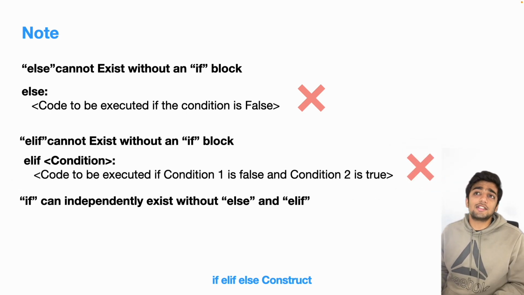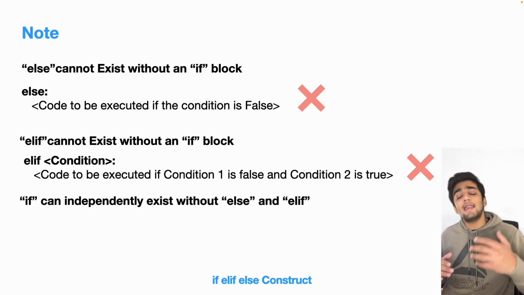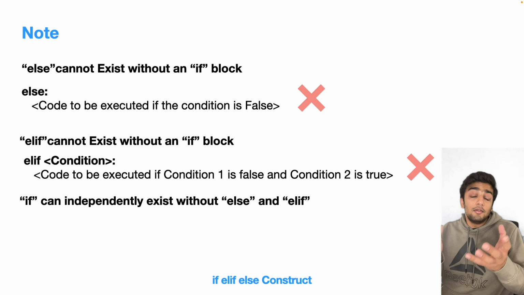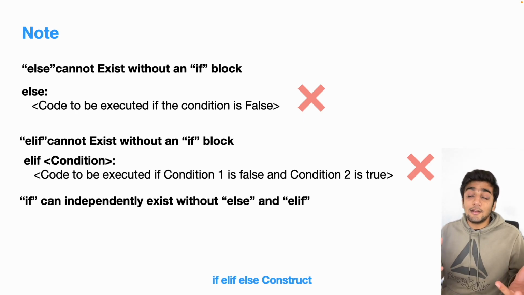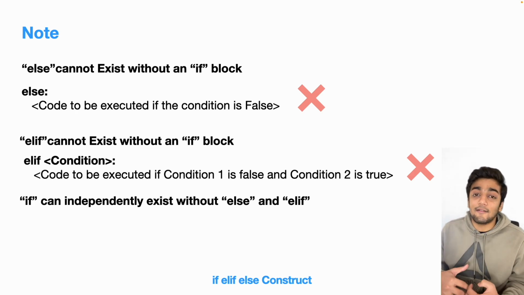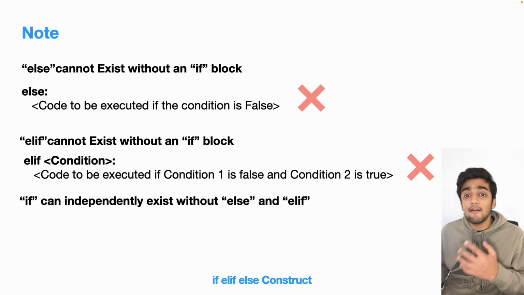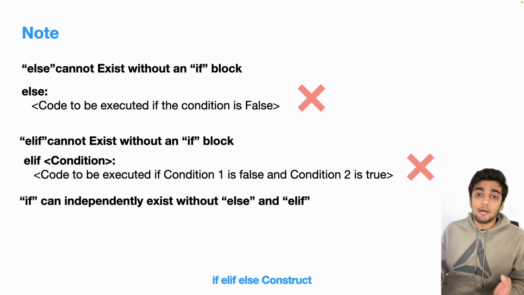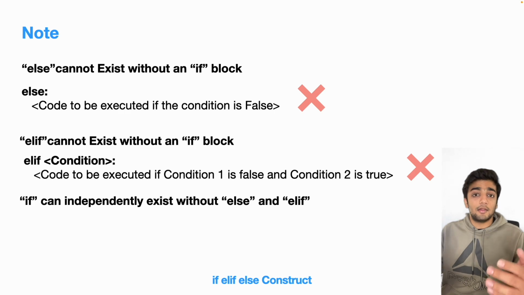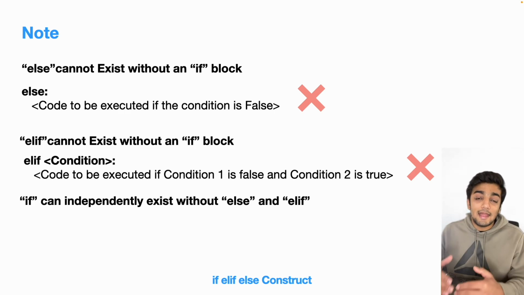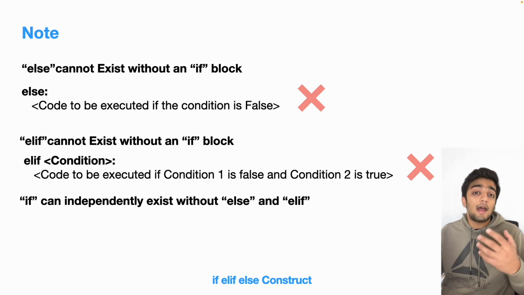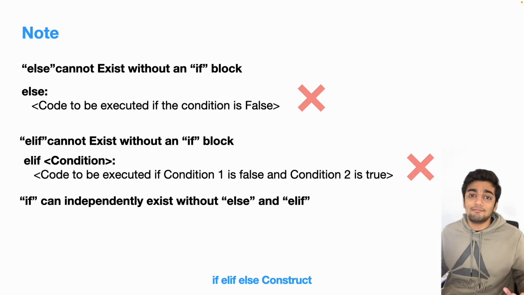Next, you can't just write an elif block independently. It doesn't make sense, right? You need an if condition to be false to actually go to your else if or elif condition. So if the t-shirt's not blue, skip to the next condition, which is else if t-shirt is black, then do something, right? So if you don't have an if block, then you can't have an else if block, and obviously also not an else block.